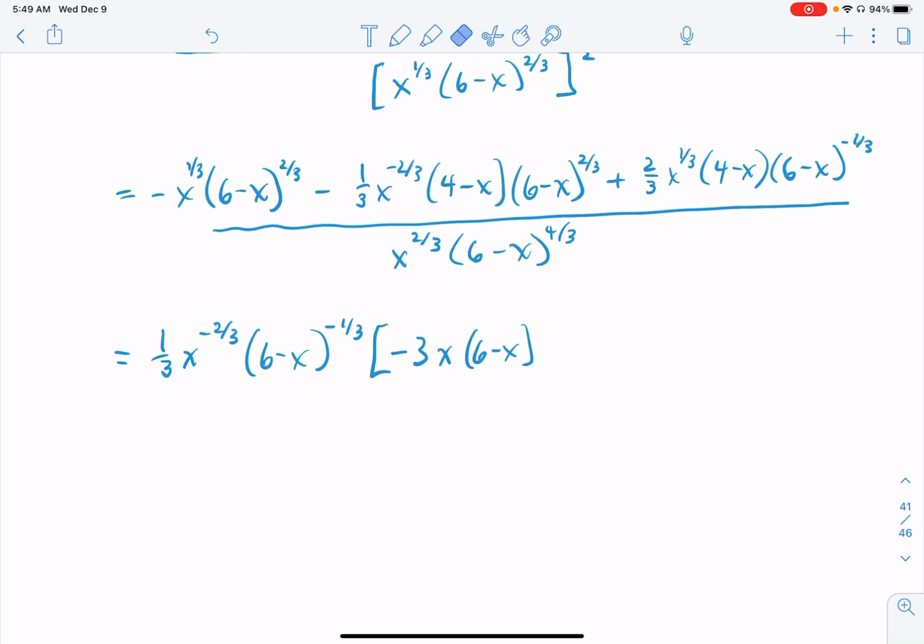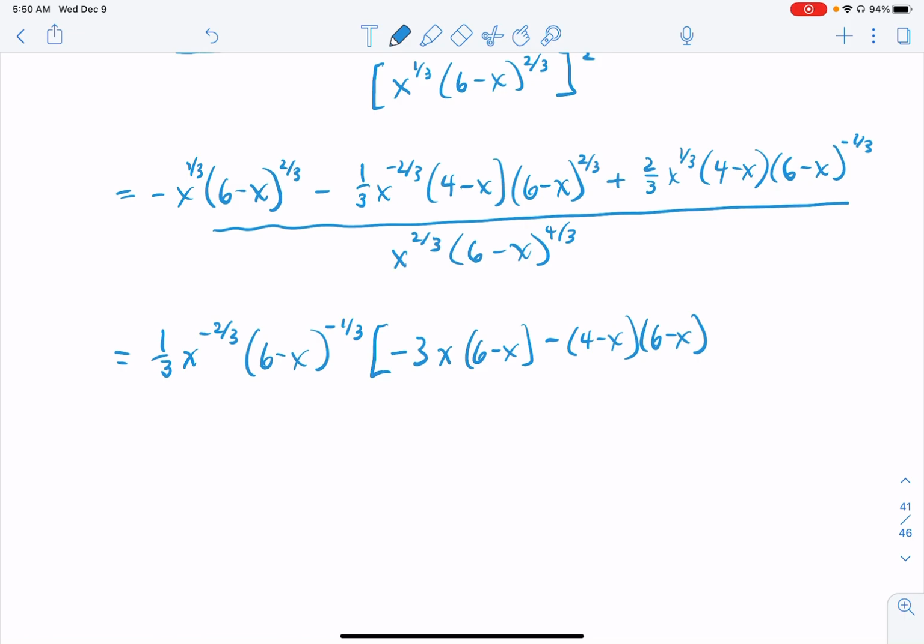All right, next one, I do have another negative sign. Maybe I should have factored out a negative sign. Who knows? Whatever. Who cares? The 1/3's gone. X to the negative 2/3 is gone. I do have a factor of 4 minus x. And then 2/3 matches up the other 2/3, so it's another 6 minus x here to the first power.